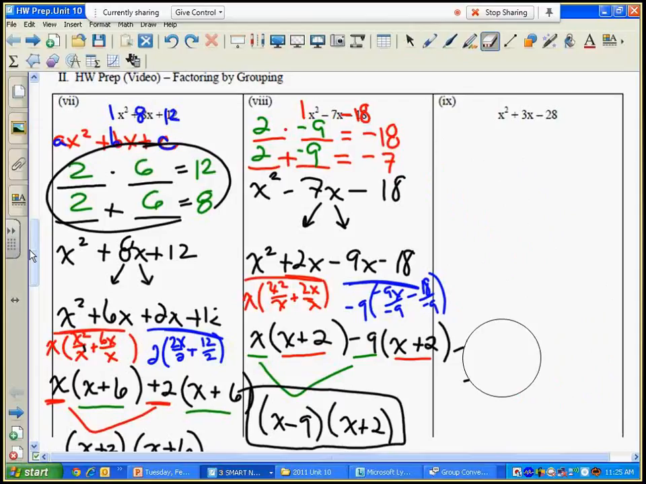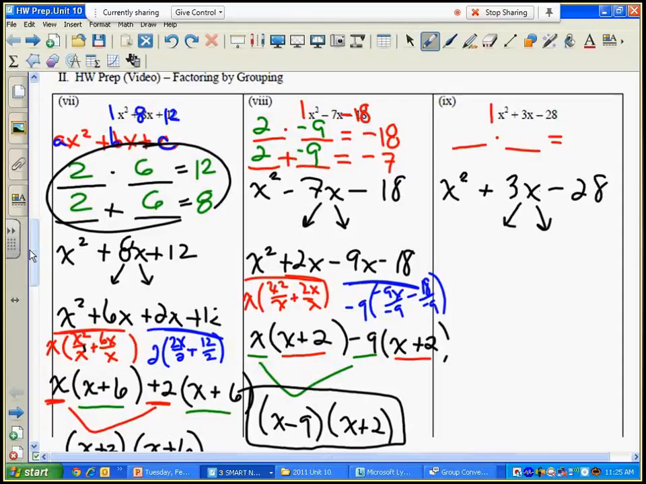Okay. X squared plus 3x minus 28. We're looking to see what we're going to split that 3x up into. Okay, two terms. We need 2 numbers that we can multiply to give us the product of 1 and negative 28. So that's just negative 28. Those same 2 numbers are going to add together to give us 3.